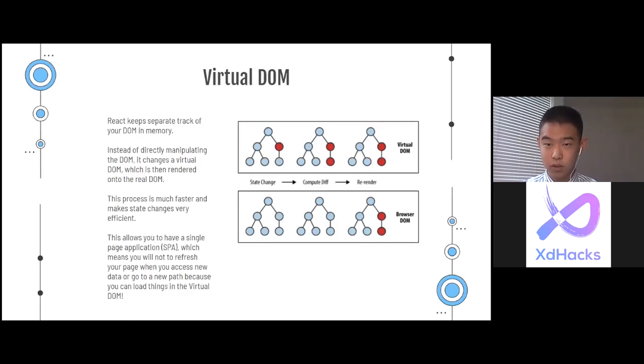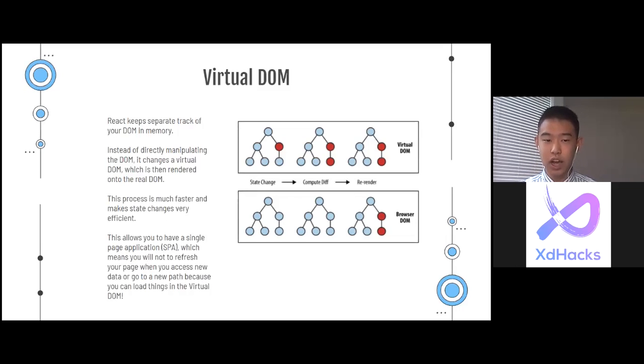And then the last part that makes React really efficient is what is known as a virtual DOM. So React actually keeps separate track of your DOM, which stands for the document object model, how HTML is represented. It keeps a separate track of that in memory. So instead of directly manipulating the DOM, it actually changes a virtual DOM, which is then rendered onto the real DOM. And this process is much faster and makes state changes very, very efficient.